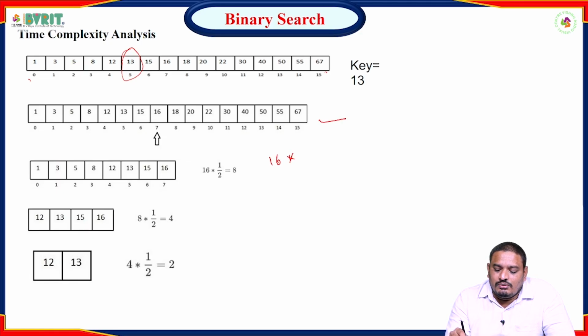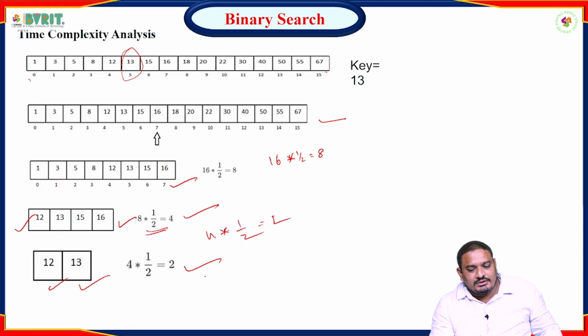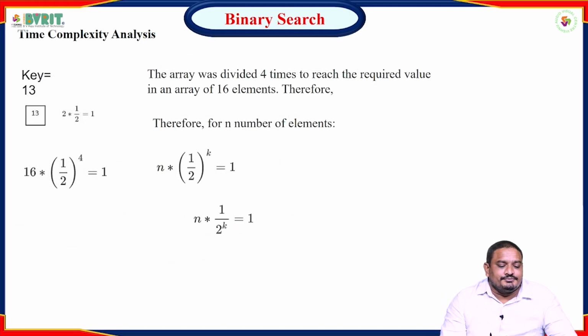16 into 1 by 2 is 8 elements; 0 to 7 is the 8 elements. Again these 8 elements are divided into 2 parts, that is 8 into 1 by 2, which means 4. This is these 4. Again these 4 elements are divided into 2, that is 4 into 1 by 2, that is 2. This is 12 and 13. So 4 by 2 means 2 elements. That is the complexity for this one.